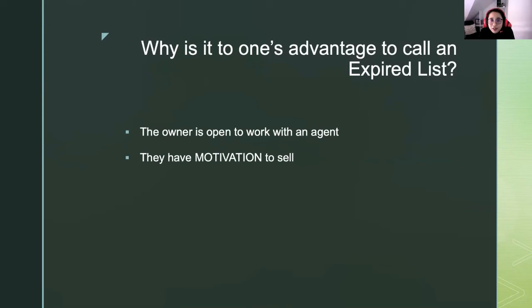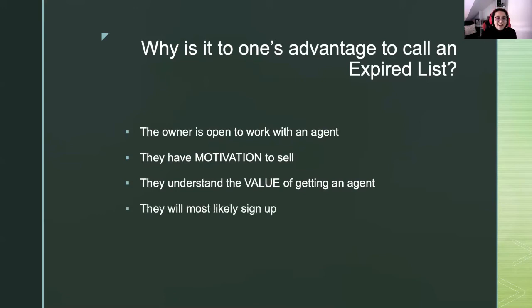The good thing about it also is they have real motivation to sell. Most of the leads on expired listings have real motivation to sell. Okay, they have to sell. They want to sell. And another advantage of calling expired lists, especially for realtors, is that they understand the value of getting an agent. They know why they should get a realtor.